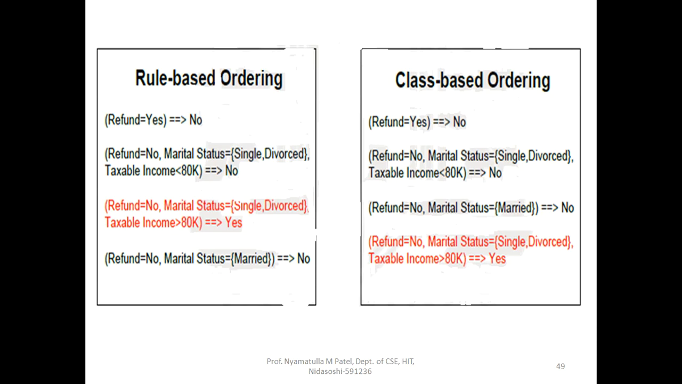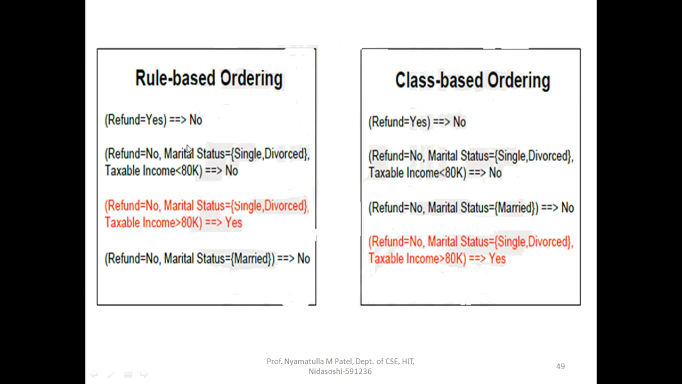So, this is rule based ordering and class based ordering. Here: refund equal to yes, then no. Refund equal to no, marital status single or divorced, taxable income. Refund equal to yes means a person is not defaulting, and the class is no. Refund equal to no, marital status single or divorced, taxable income less than 80k, then no. Refund equal to no, marital status single or divorced, taxable income greater than 80k, then yes, he is not paying the loan back. Refund equal to no, marital status married, then no, so he is paying back.